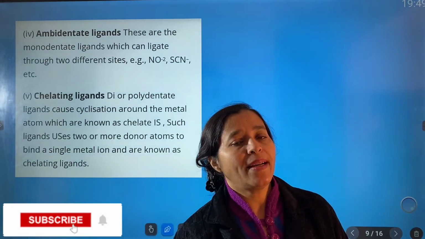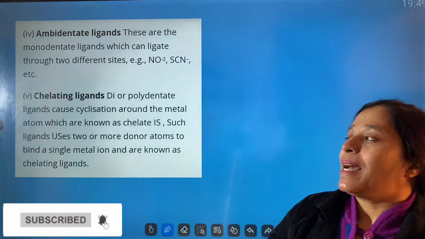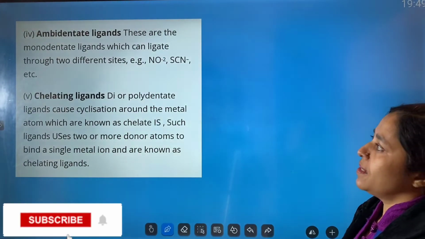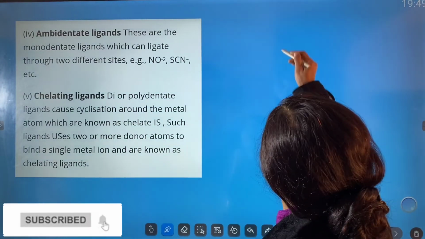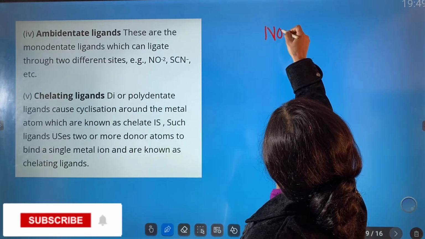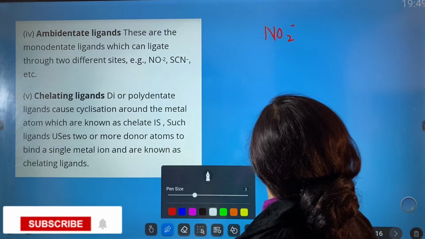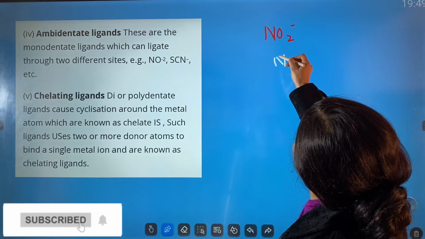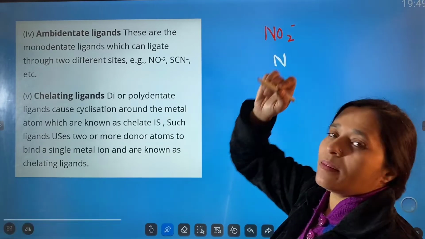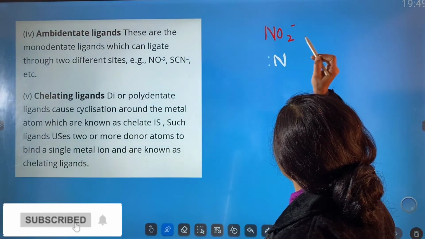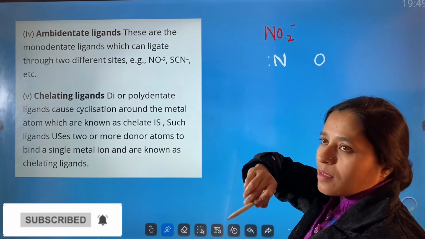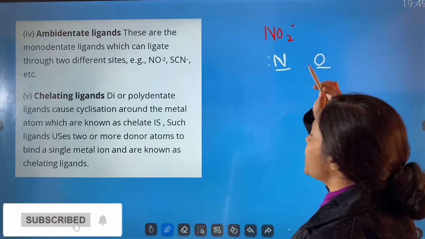Now what is an ambidentate ligand? Any ligand that has more than one donor site. For example, we can see this is NO2 negative, okay? It can get attached to the central metal atom either through nitrogen or through oxygen. So it has two donor sites.